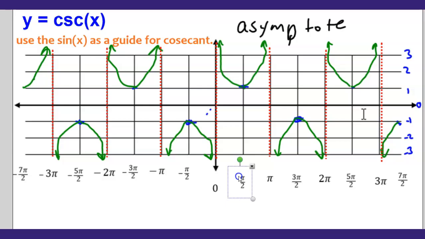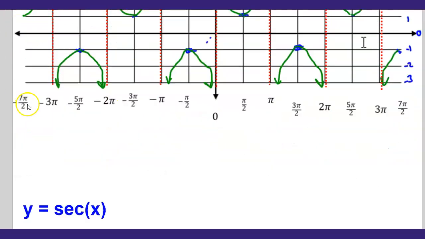Now the thing I want y'all to notice is that everywhere there is a pi value, 3 pi, 2 pi, pi, 0, negative pi, negative 2 pi, negative 3 pi, there's a vertical asymptote. Remember, an asymptote is that invisible line that the actual graph can't cross, pass, or touch. Now, let's answer a couple questions about cosecant.